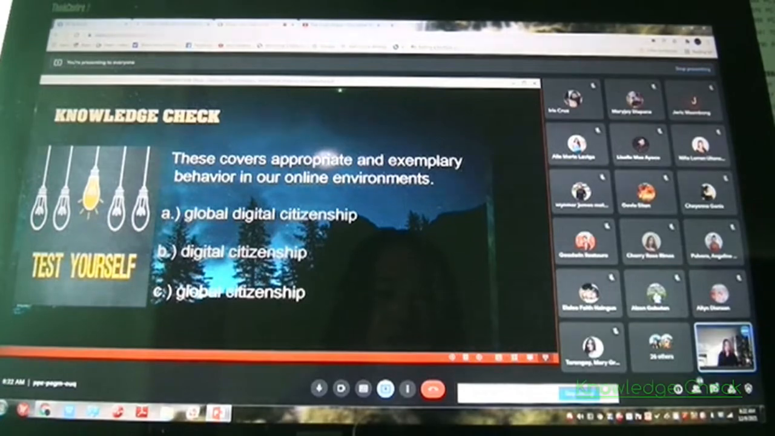Now let's check. If you want to answer, you can type it in your chat box. Question number one is a review. Test yourself. This covers appropriate and exemplary behavior in our online environments. A. Global digital citizenship. B. Digital citizenship. C. Global citizenship. What's the answer?